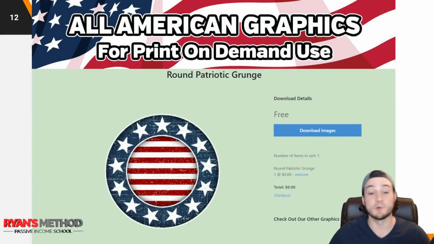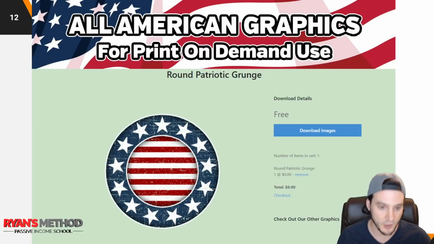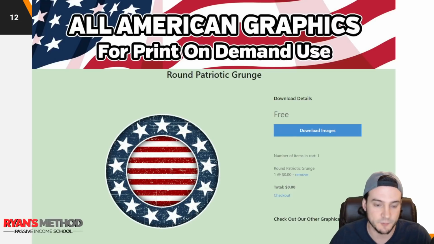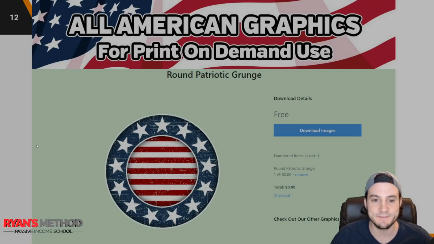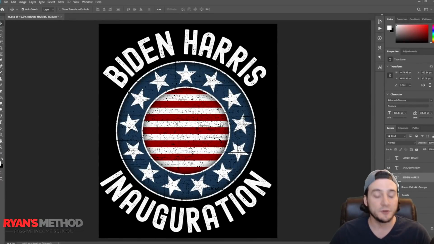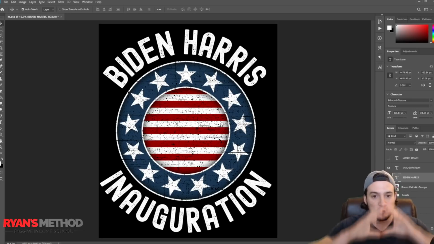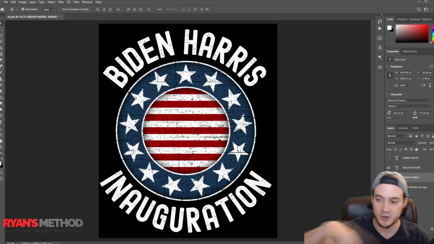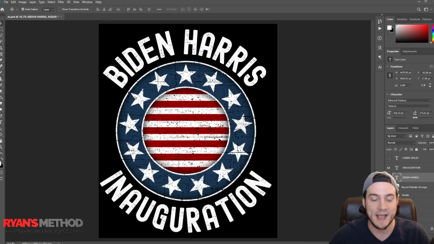All right, so I ended up going with this graphic right here. They call it the round patriotic grunge. It's got the blue circle with the stars, and then it's got the red stripes in the middle. So I used that as the design of choice. Pulled it into Photoshop, and then I did some round text, and I did Biden Harris up top and inauguration down bottom. And I didn't actually go looking at other shirts to see if somebody had done this before. I just kept it super simple. Those were the first words that popped into my mind.